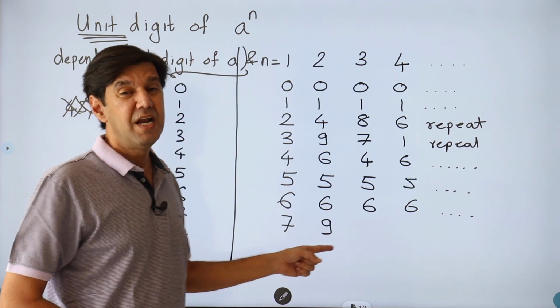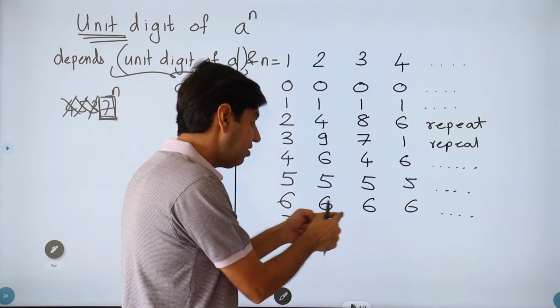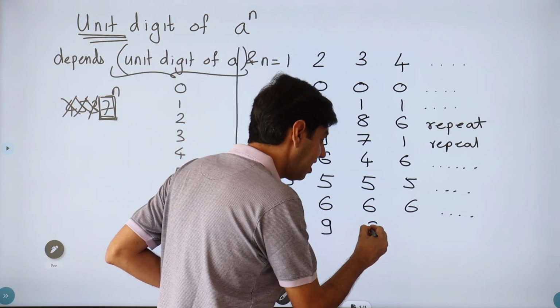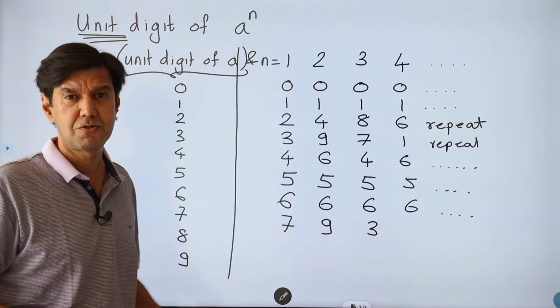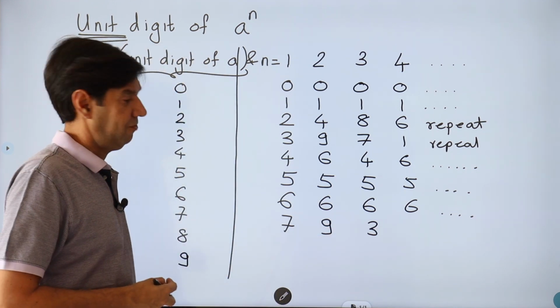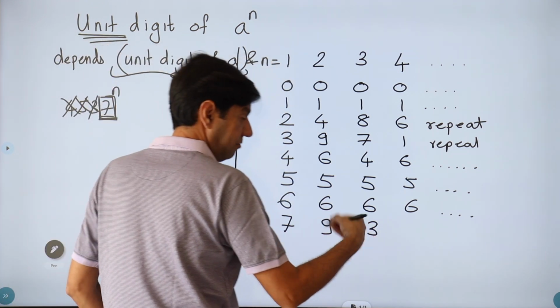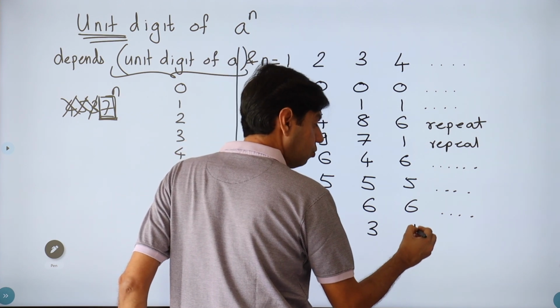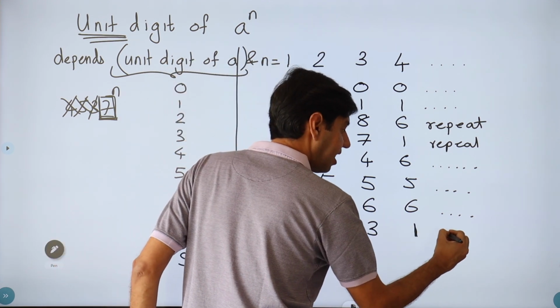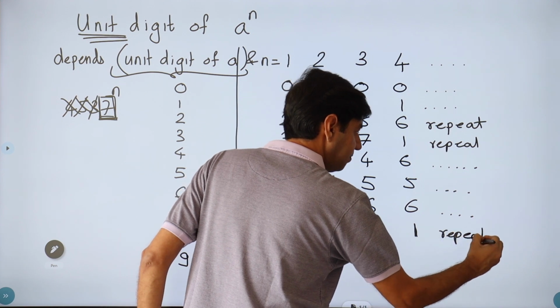7 cube. Now you can do 7 into 9, 63, and take a shortcut that it has to be 3, but you need to know 7 cube, students. You can't say you don't know 7 cube and you are targeting for the IIMs. In fact, 7 raised to 4 is also known, 2401. So it should be direct.